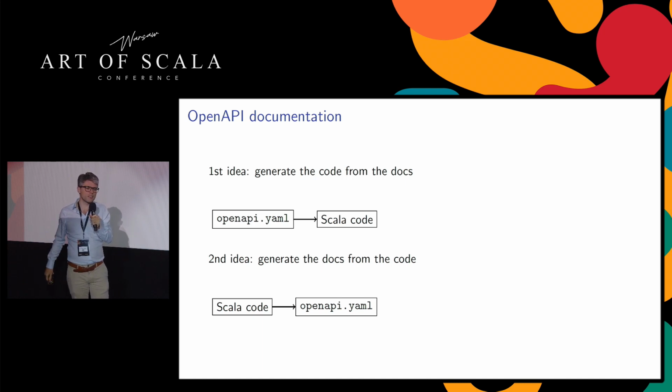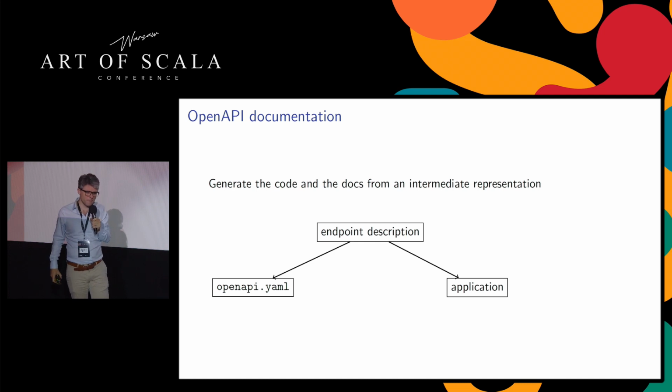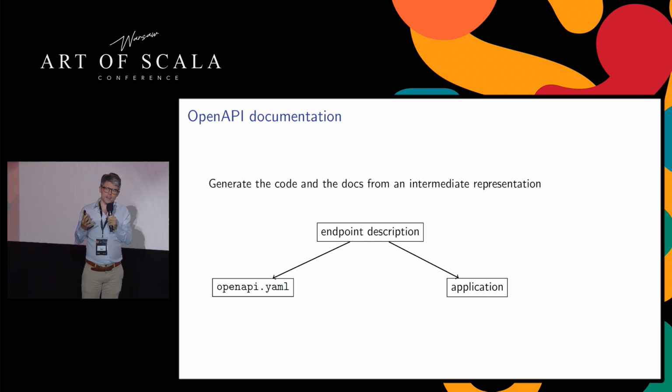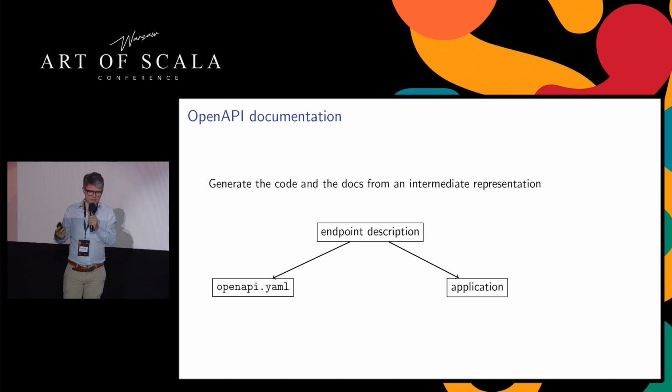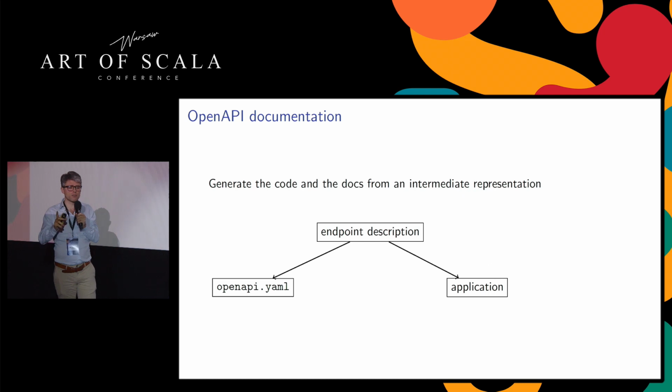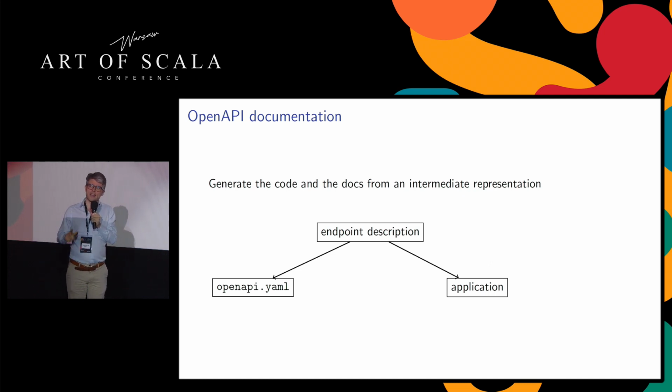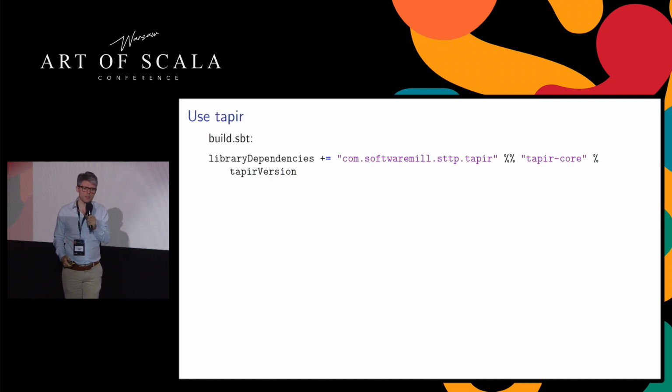So I think the best solution here is to try a third way: to create a general description of the endpoints that we want, represent that description in Scala, and from there generate both the documentation and the HTTP application. And this is exactly the approach that is taken by the library Tapir, which I will now show you. And I believe that's actually written mainly here in Poland, so that's a nice touch for today.